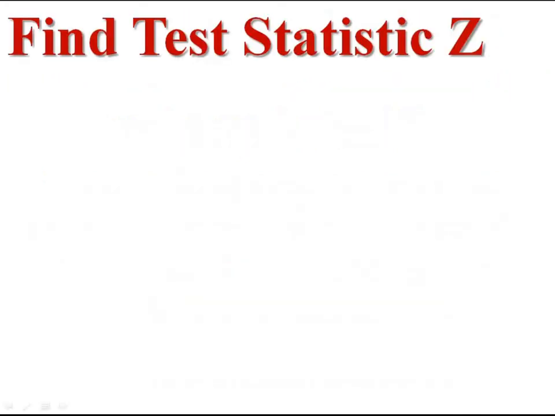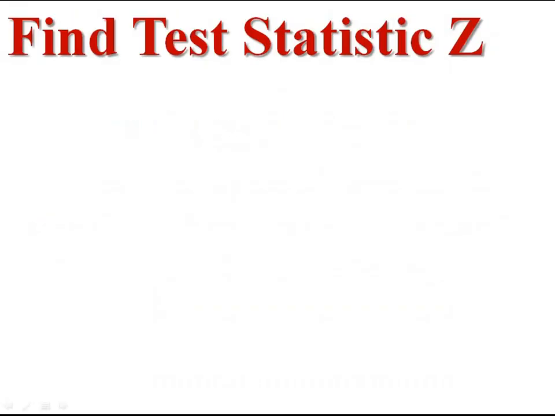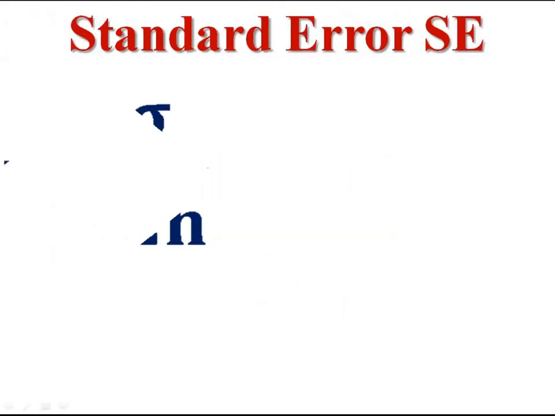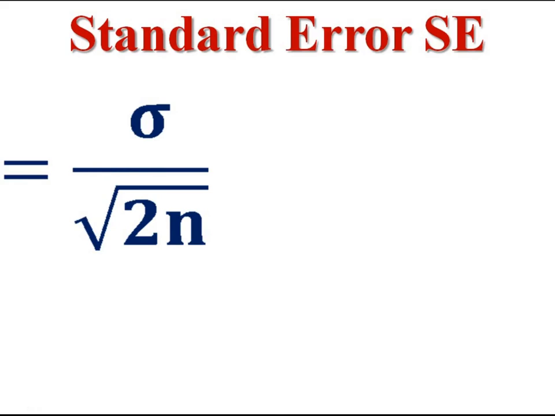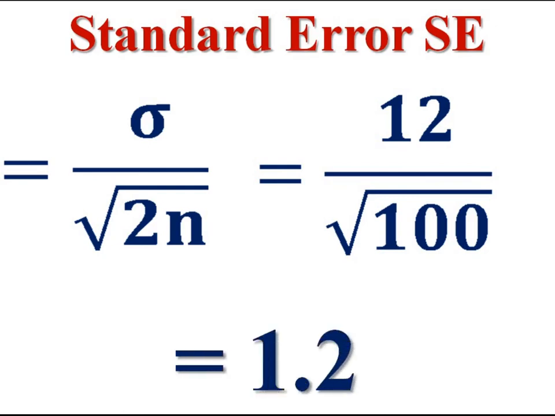Then find test statistic Z. Z is equal to the difference between standard deviations divided by standard error. S minus sigma divided by standard error. Standard error is equal to population standard deviation divided by square root of 2n. That is 12 divided by square root of 2 into 50, square root of 100. 12 divided by 10, 1.2. It is the standard error.